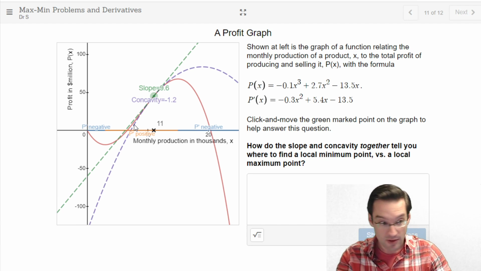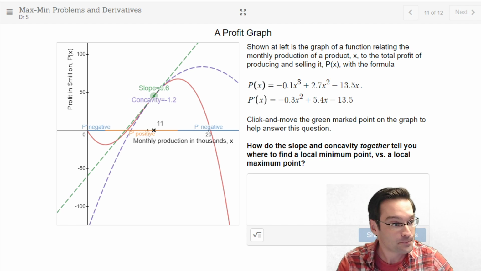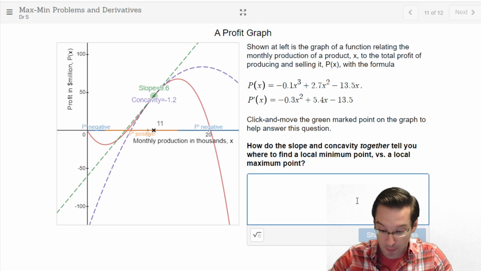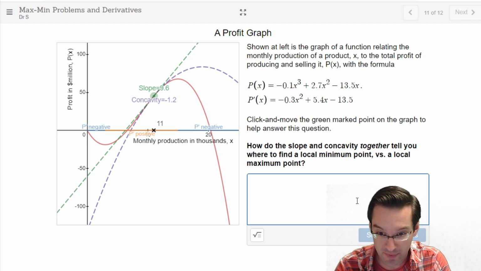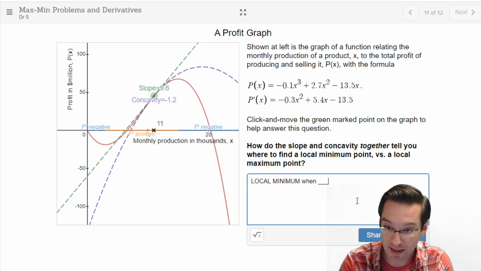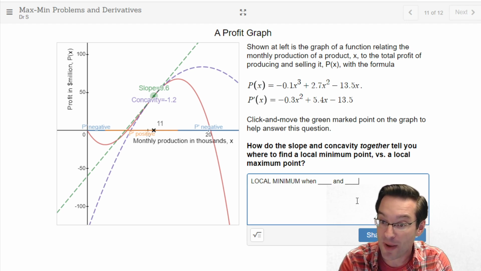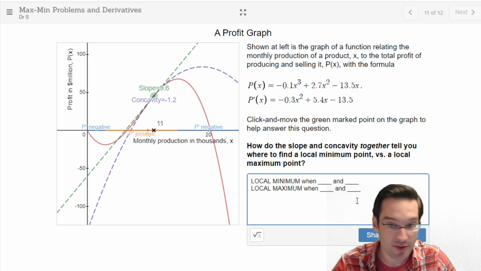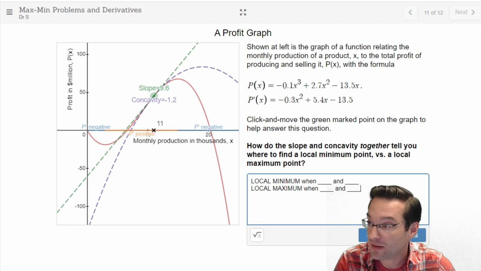And so what I want to close with is to ask you this question. How can the slope and the concavity together tell me where to find a local minimum and where to find a local maximum? And to sort of nudge you into answering this question, think about how you would answer: local minimum when blank and blank. So tell me something about the slope and the concavity there. And then local maximum when blank and blank. Tell me something again about the slope and the concavity in that case.